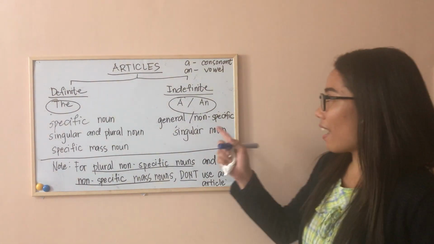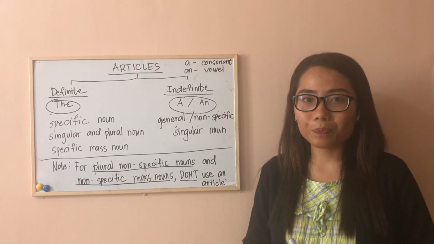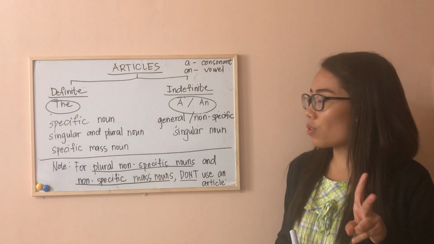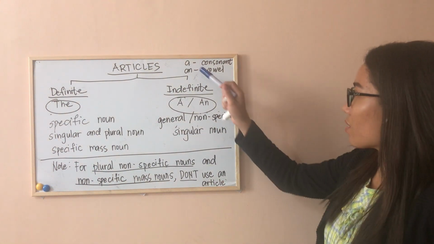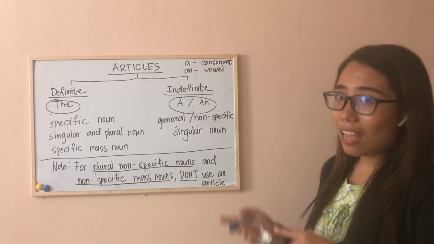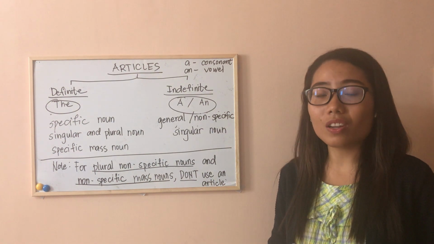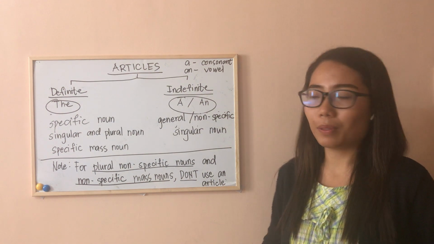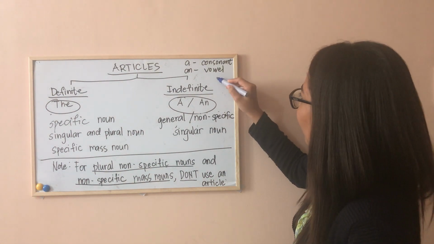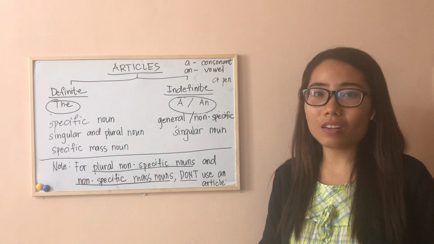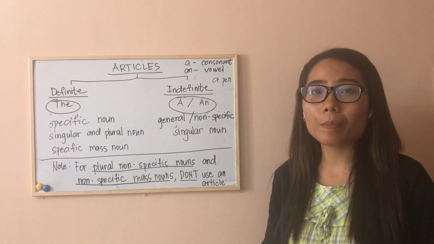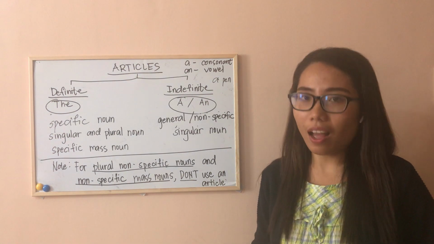Okay, now let's have the indefinite article. Now we have two, "a" or "an". We use "a" before a noun that starts with a consonant sound. For example, a pen. The word "pen" starts with a consonant sound, so that's why we use "a".